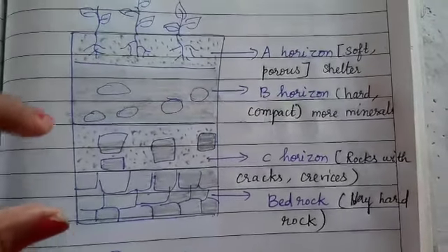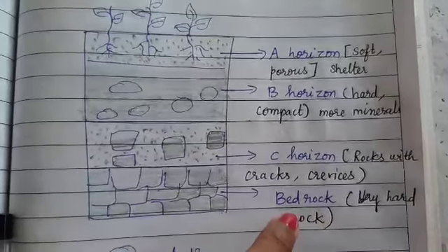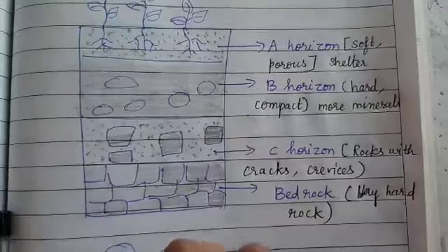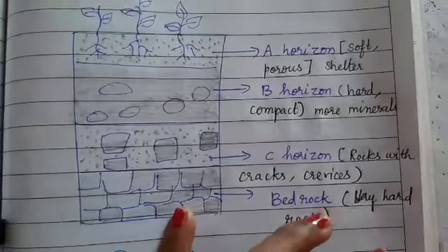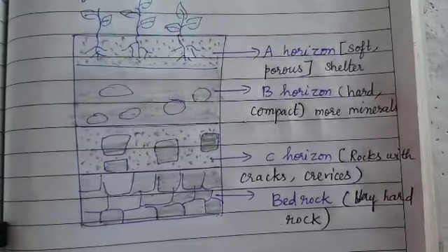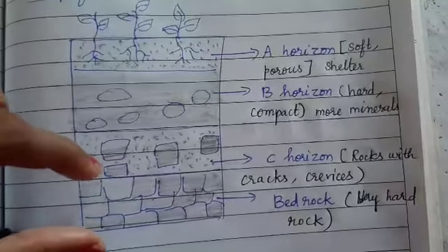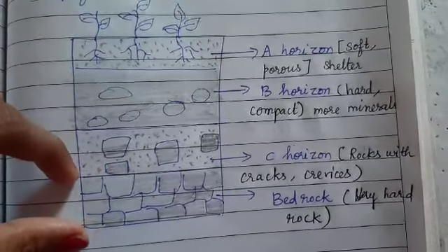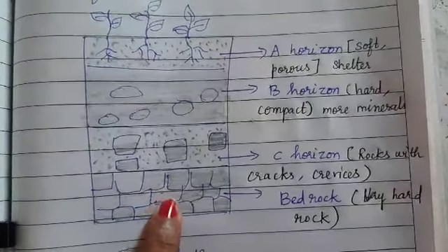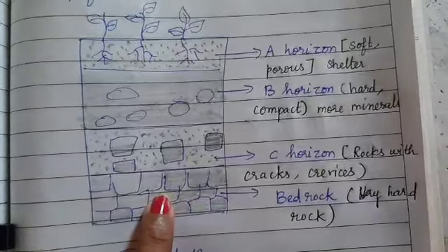And the last layer of your soil is the bedrock. Bedrock is the hardest rock bodies present underground. These rocks we cannot break through spade. We need drilling machines and mines or explosives. Only then we can break such rocks. Understood? So they are very hard. That is not possible to break by manpower. With the help of machines only we can break it.